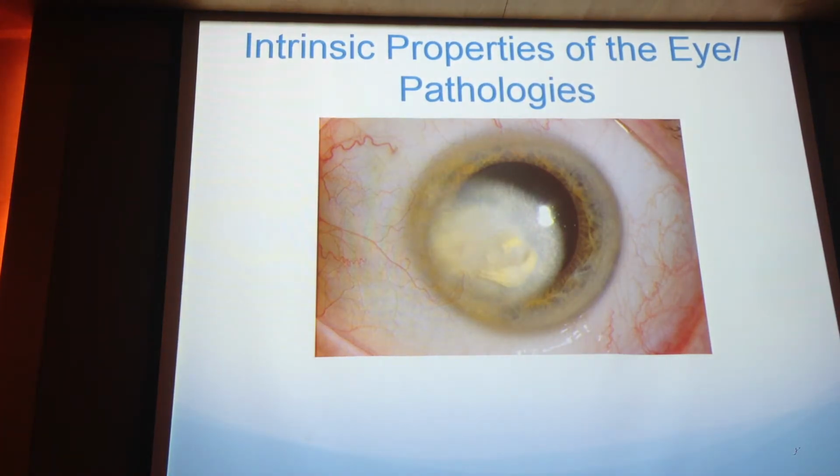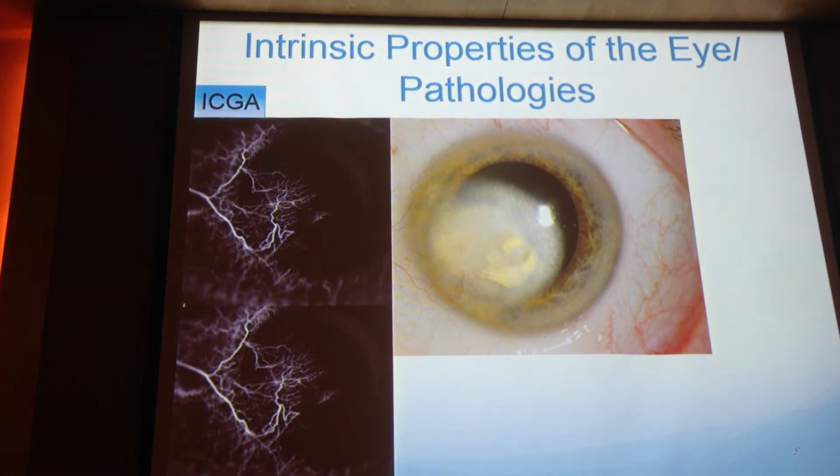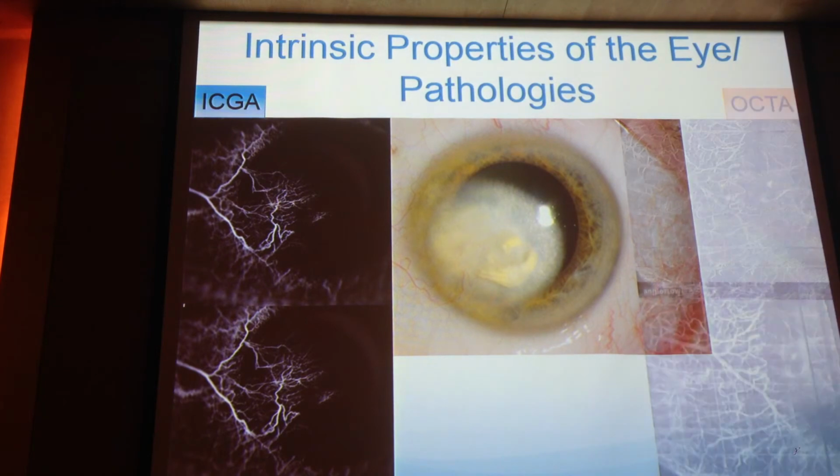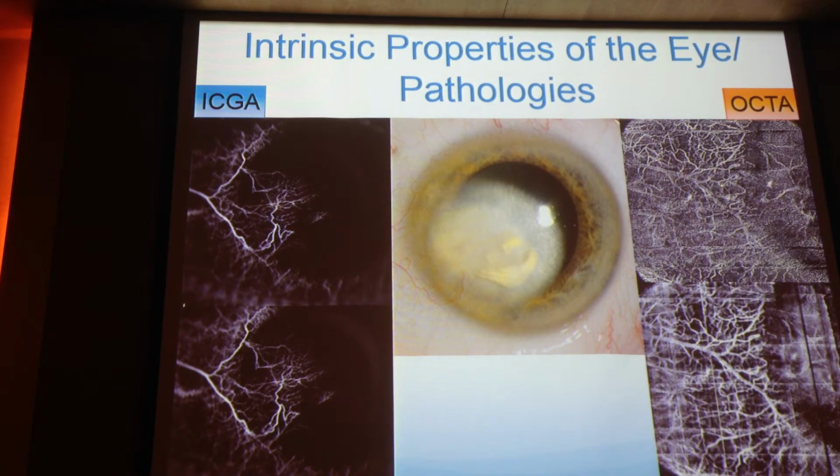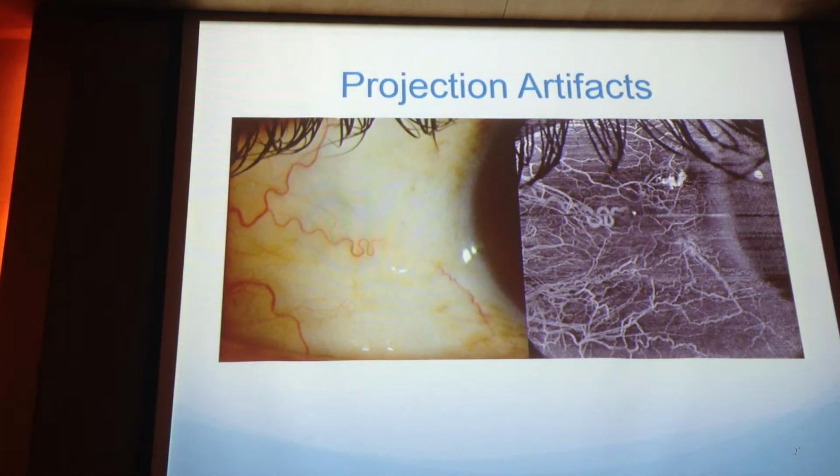There are also intrinsic properties of the eye, just like in the retina. If you have a dense cataract, you won't be able to see the vessels very much. So this is a patient with a dense corneal scar, and if you look at the slit lamp, you probably couldn't see many vessels in the paracentral region. And in ICGA, you can see the vessels beautifully. But the OCT angiograms don't look so good, because there's a lot of blocked signal from the scar itself. There are a lot of projection artifacts.